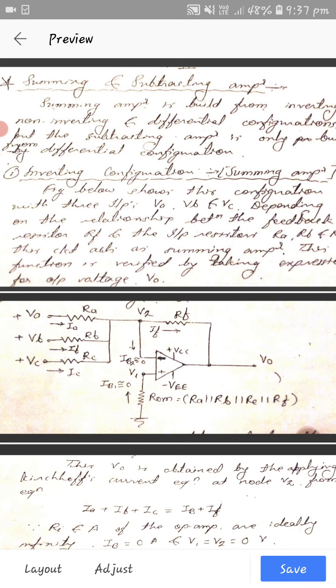And feedback is connected also here to the inverting terminal. So this is the total inverting configuration. It is called a summing amplifier. So the output gives the sum of the different input voltages and the total circuit gain.